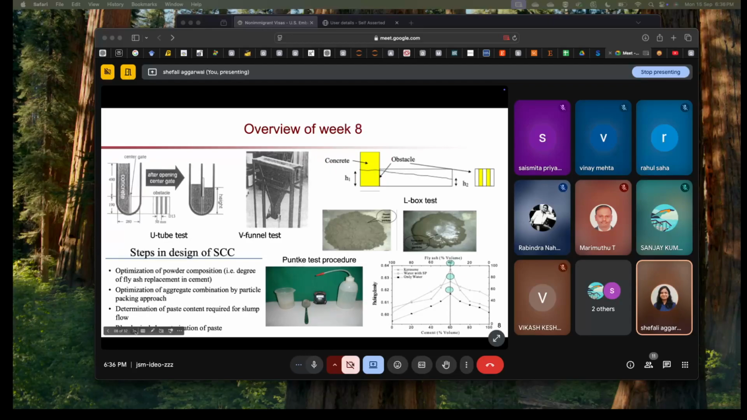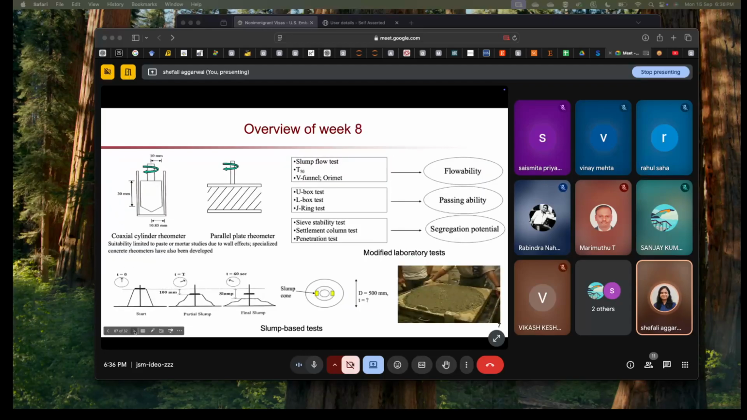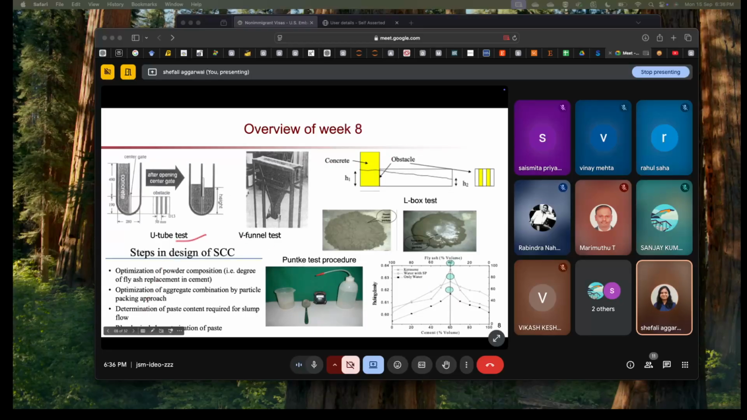Another test, just as we were talking about passing ability tests, is the U-tube test, V-funnel test, and L-box test. In the same way, we will pour concrete on one side, lift the gate, and the gate will have obstacles simulating the reinforcement in our concrete system. We check how much it should fill, the approximate height. Your mix should be almost completely flowable.